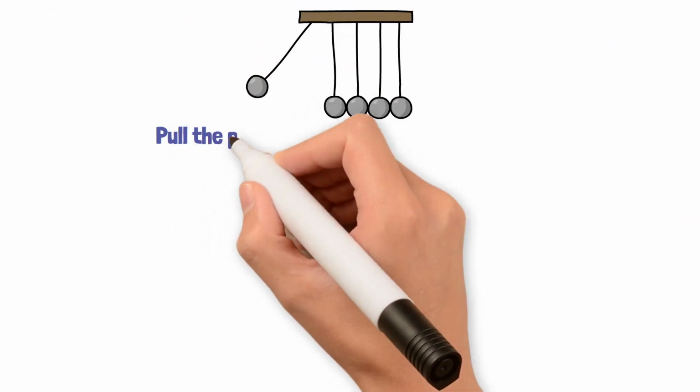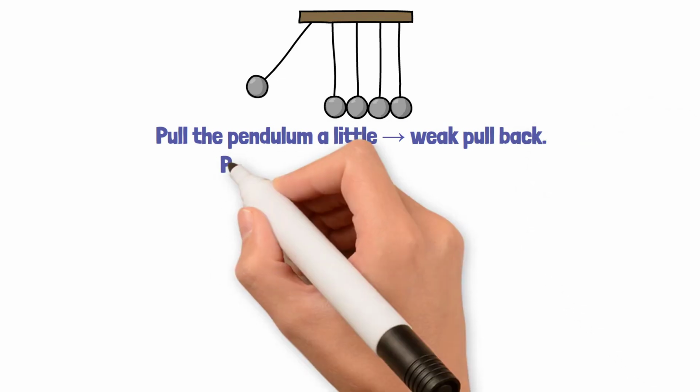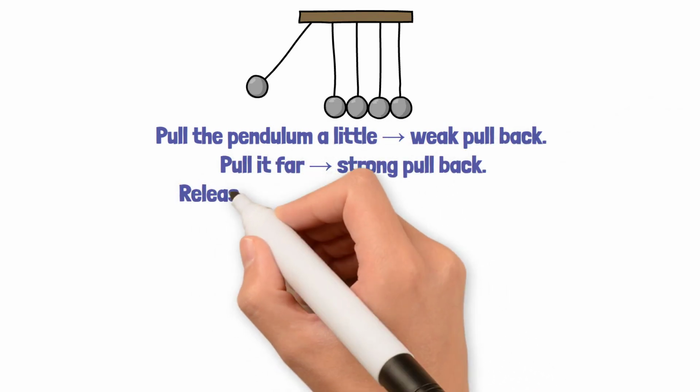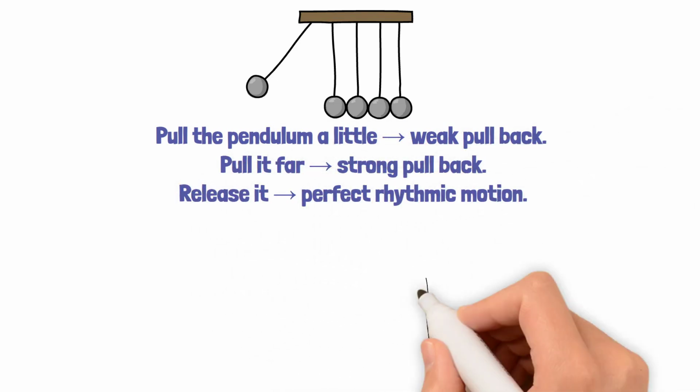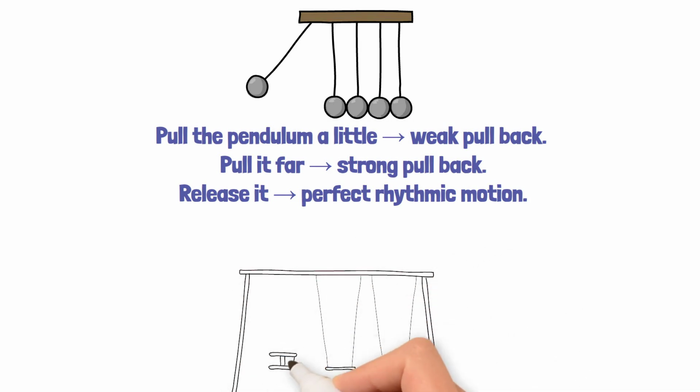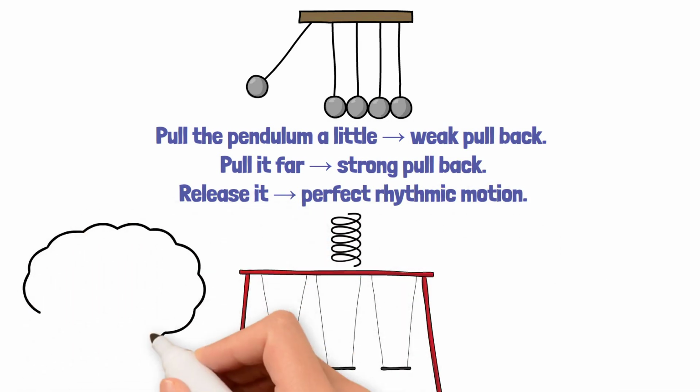Pull the pendulum a little, weak pull back. Pull it far, strong pull back. Release it, perfect rhythmic motion. This is why a swing returns to the middle, why a spring bounces smoothly, and why a guitar string vibrates with a clean tone.